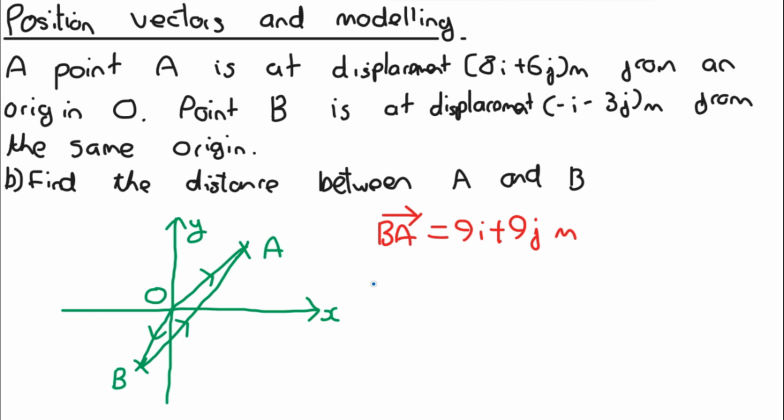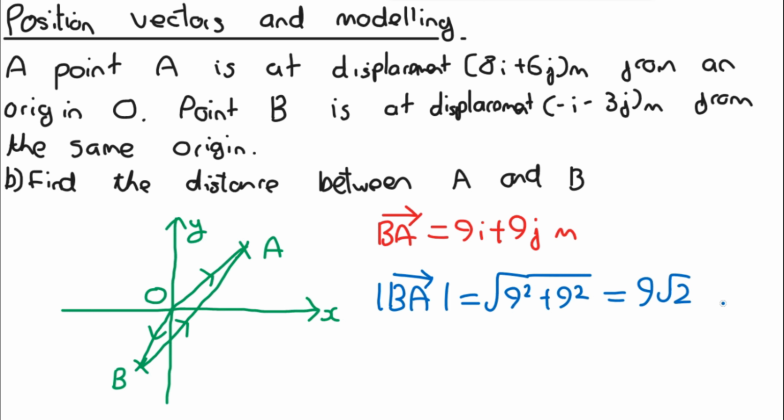And then for part B, this is really easy. We need to find the distance between A and B. We know the vector between them, so all we need to do is find the magnitude of the vector, which is going to be equal to the square root of 9 squared plus 9 squared, which if you put it into a calculator is equal to 9 root 2, and then meters. And that's the final answer.